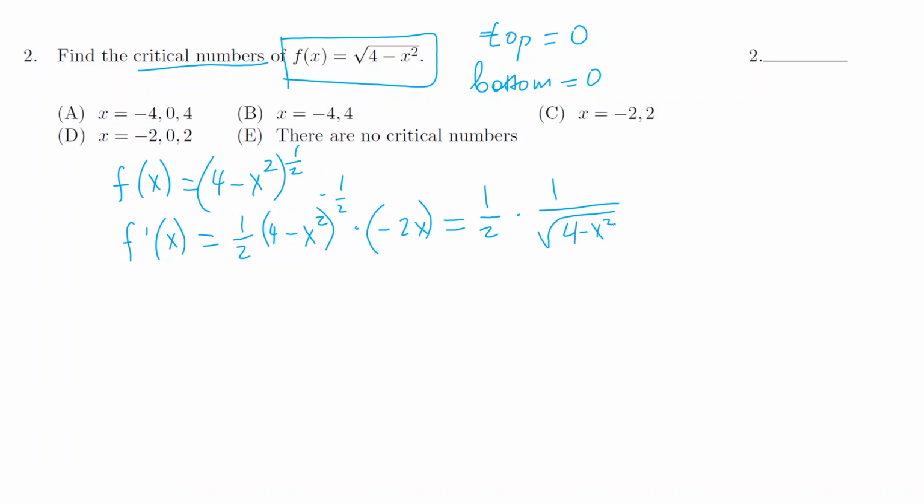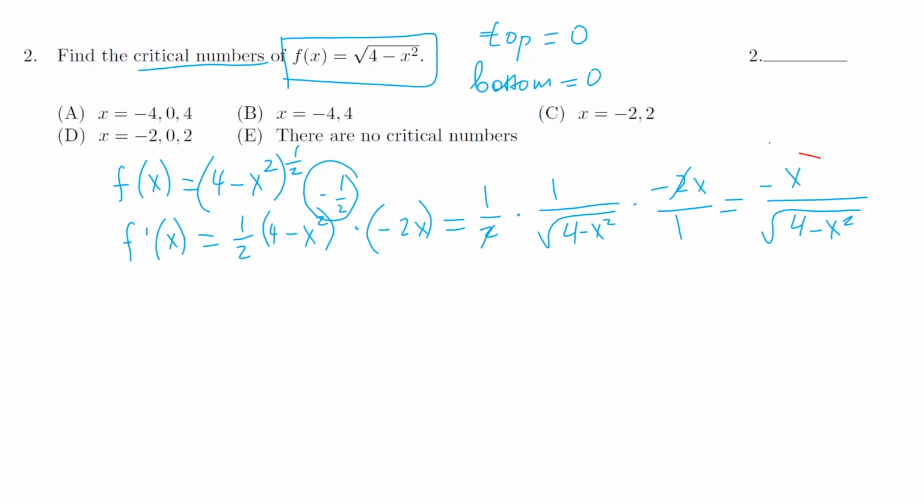The reason why this is like that is because we are dealing with a negative exponent. So negative means that we place the whole thing in the denominator, and then to the power of 1/2 means that's a square root, times negative 2x over 1. Now we can cancel things out and we get negative x over square root of 4 minus x squared. That's our first derivative. Now remember, the critical numbers exist when the top is equal to 0 or the bottom is equal to 0.